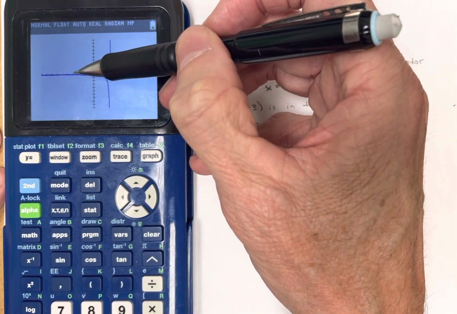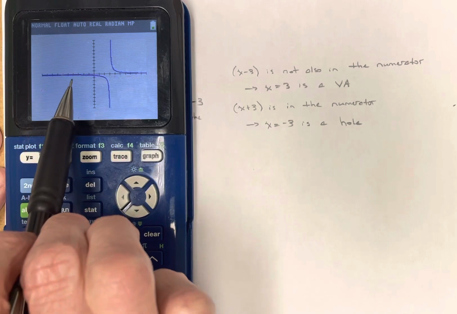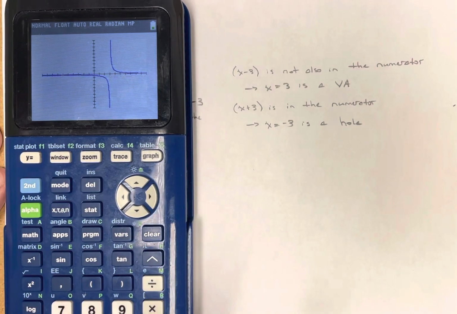But you really can't see the hole at negative 3. We know there's a hole at negative 3, but we can't see it. If we zoom in really tight, we can see it.